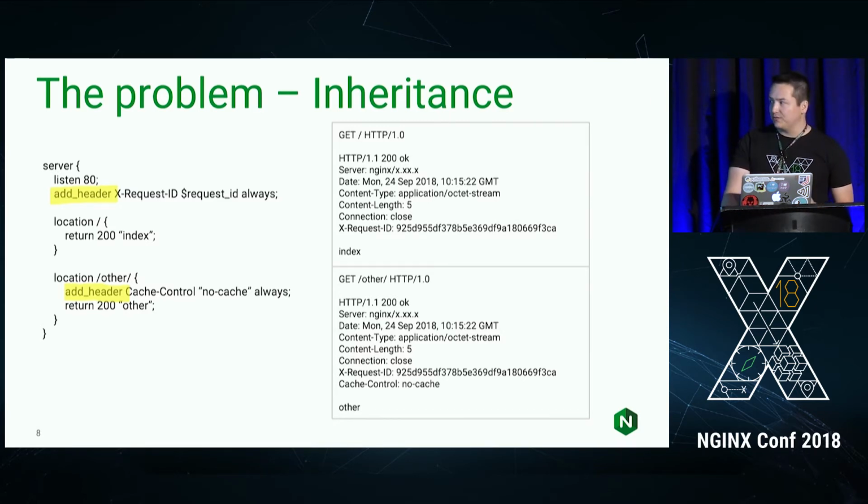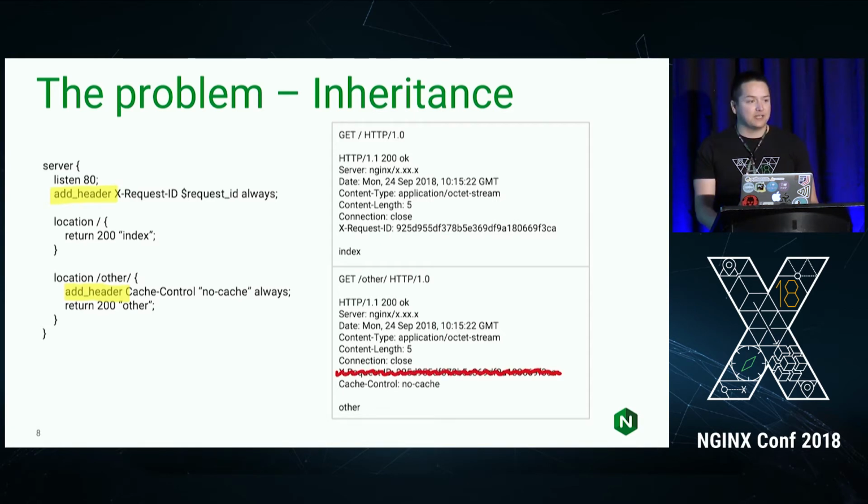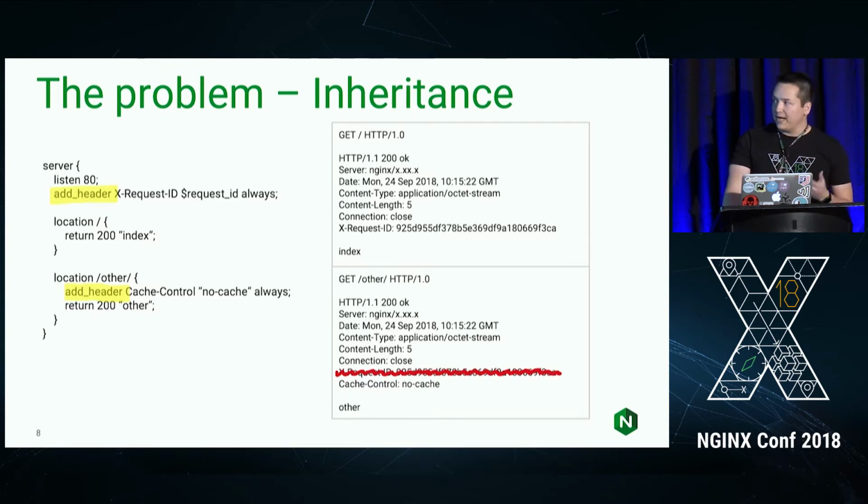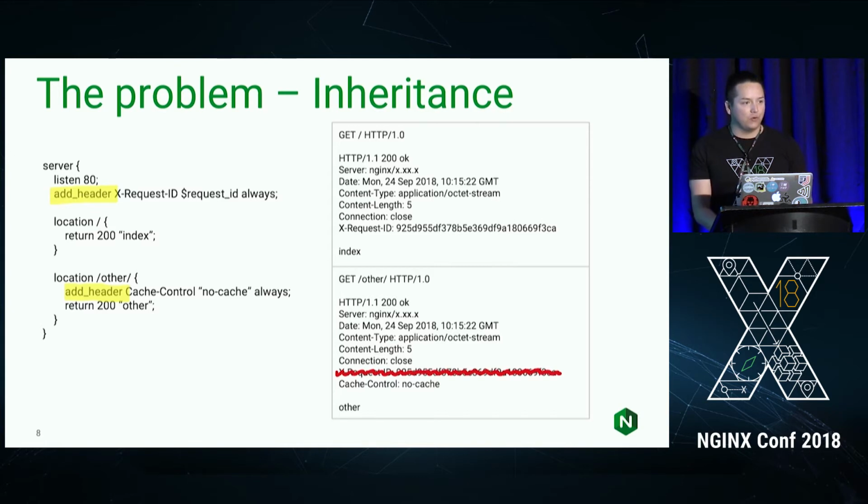But actually, if we were to run this request, we wouldn't see the request ID header. The reason for this is because NGINX treats inheritance as inherit if there's nothing else. So what actually happens in this config on the left is when you write the add_header Cache-Control, you actually overwrite all the headers that were added before. So X-Request-ID doesn't show up in /other.